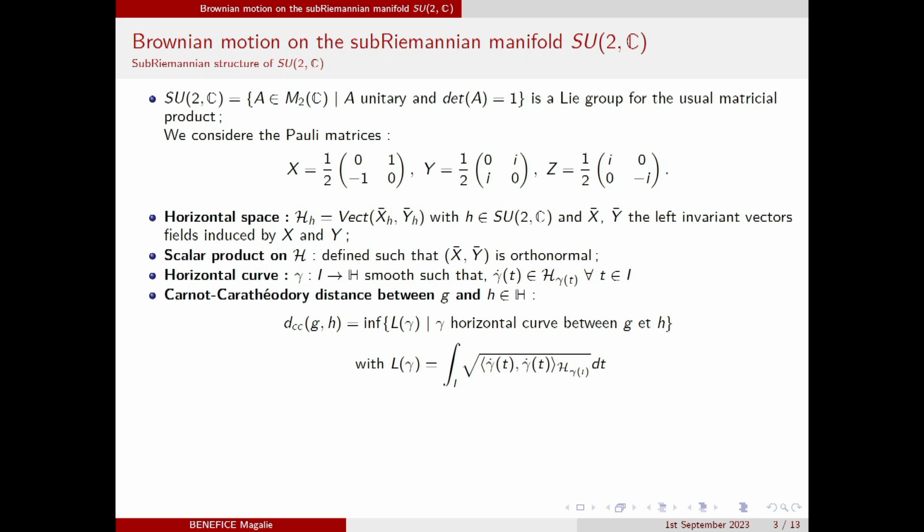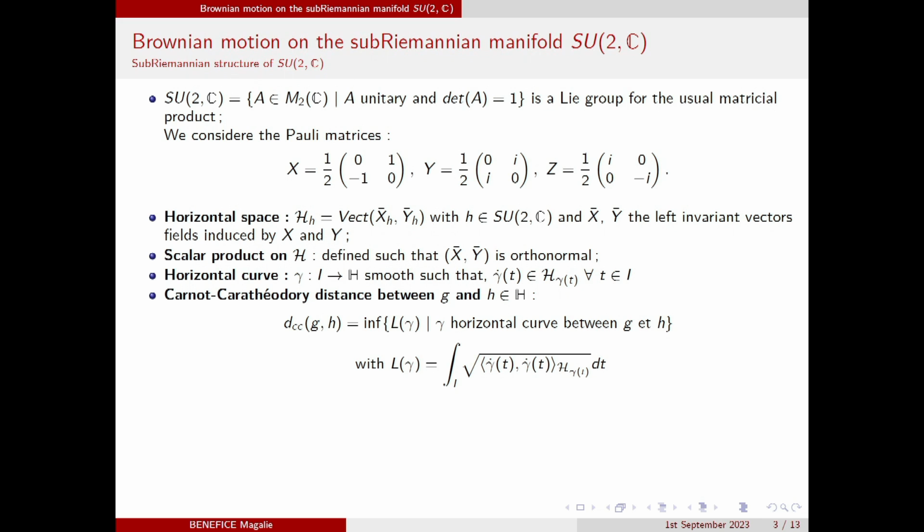the Lie algebra, will be generated, so we will consider only a horizontal space, which is here two-dimensional, as SU(2) is three-dimensional. And so on the horizontal space, we will define an inner product, and then we will define length of the curve and distance, just as we do in Riemannian manifolds. So here, to define the horizontal space, we just take the left invariant vector fields induced by the two here.